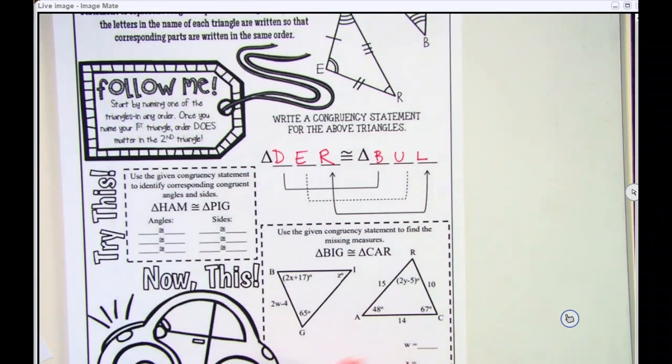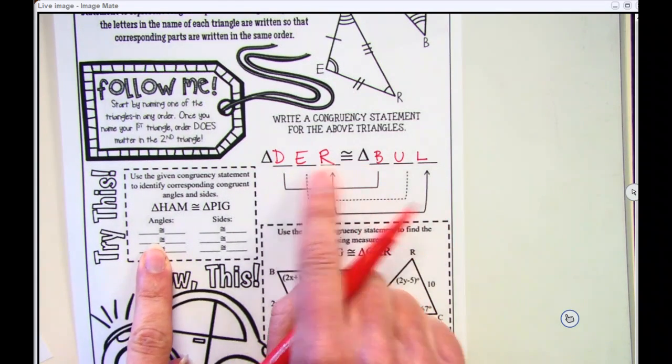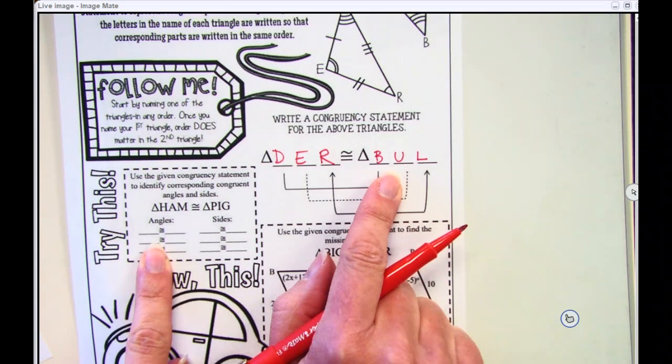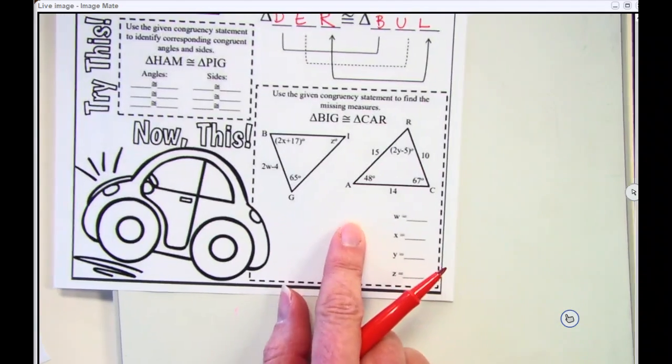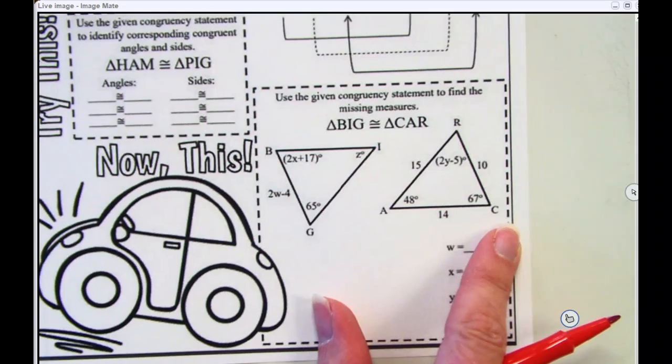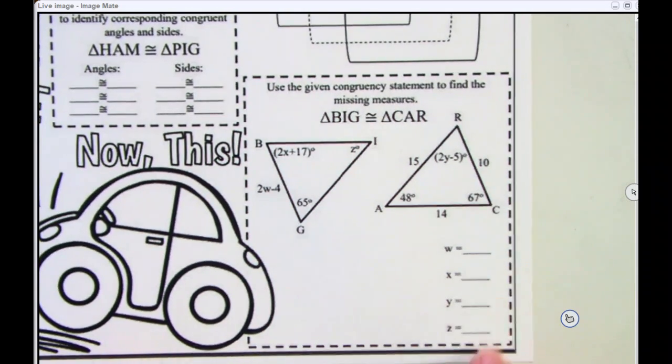Would you guys like me to take time and talk about what angles are congruent, or did you get that from the previous page? Anybody? Think we got it? All right, so now let's apply it with this problem down here. We've got a big car. That's awesome. And it wants us to find W, X, Y, and Z. It tells me these triangles are congruent.